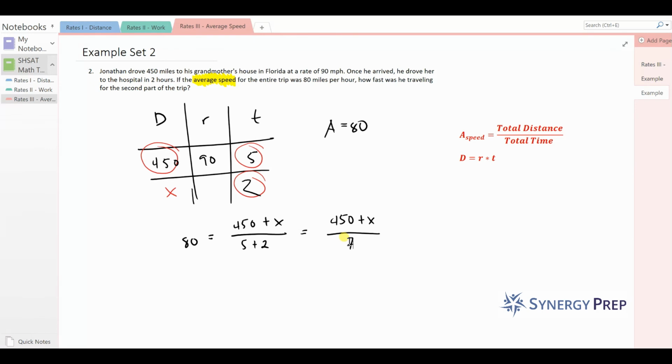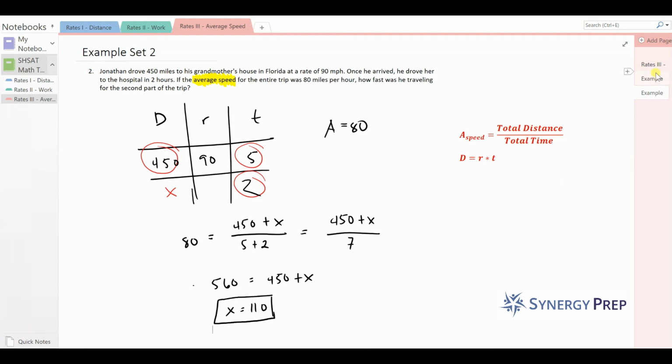Multiply both sides by 7. And what we have is 560 is equal to 450 plus x. Subtract both sides by 450, and x is equal to 110. And that's it. That's all we do. It's as simple as that, guys.